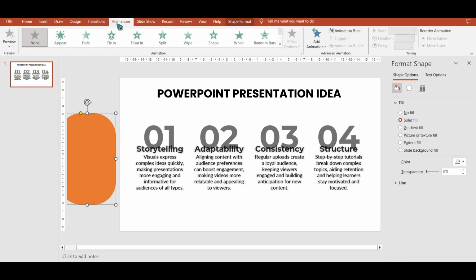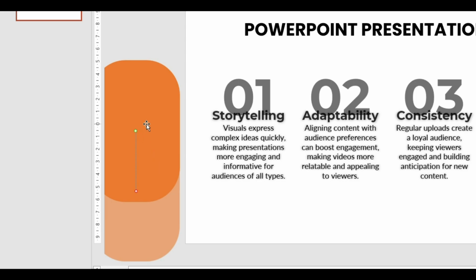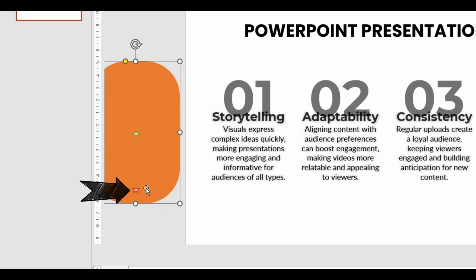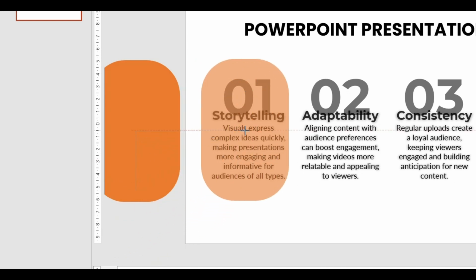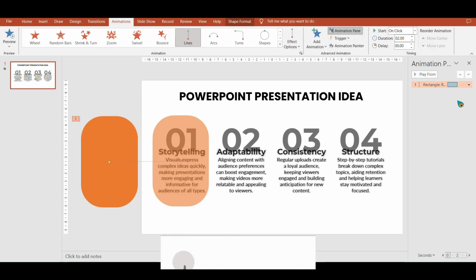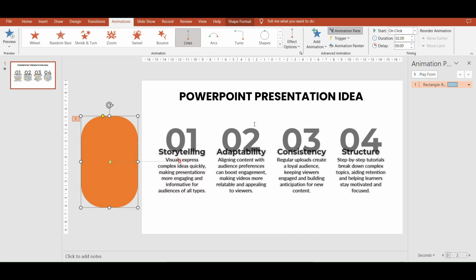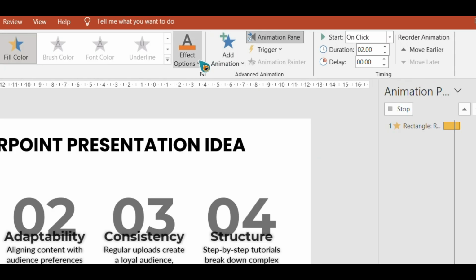Now let's add animations. First, applying line animation. Do you see the red dot? It indicates the ending point of the animation. Place it at the center of point 1. Now add fill color animation to select the color change.